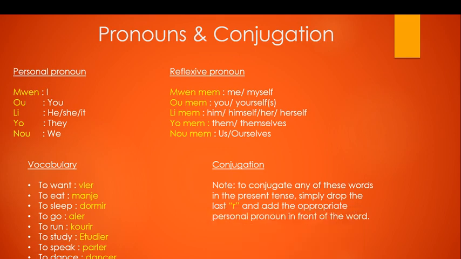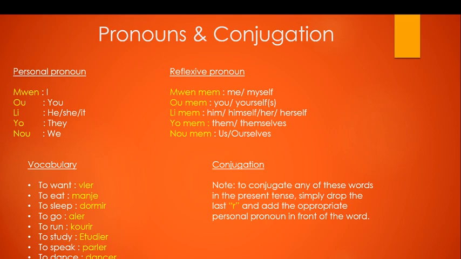In this lesson, we're looking at pronouns and conjugations in Creole. Now, the personal pronouns in Creole are very simple, and it goes like this: I, moi; you, ou; he, she, or it is li; they, yo; we, nous. So, I, moi; you is ou; he, she, or it is li; they is yo; we is nous.